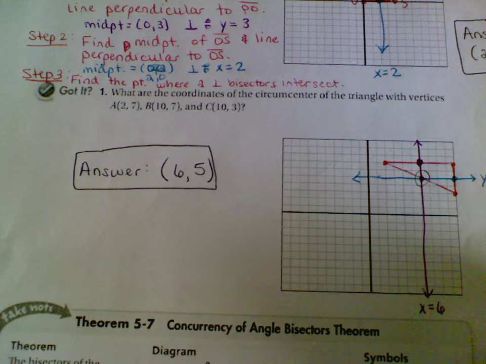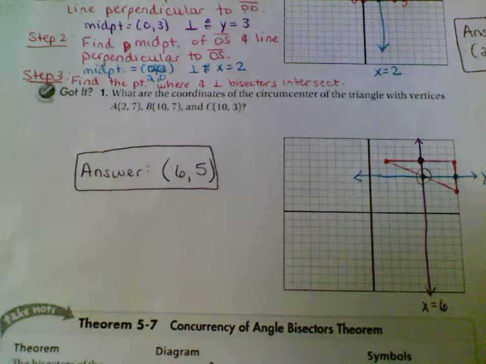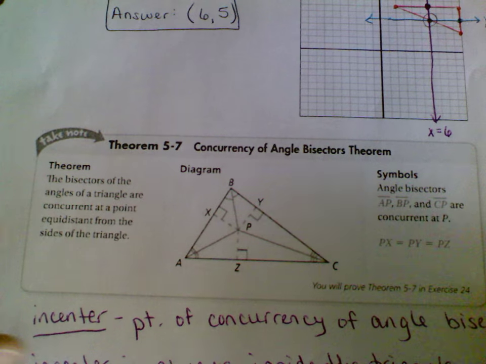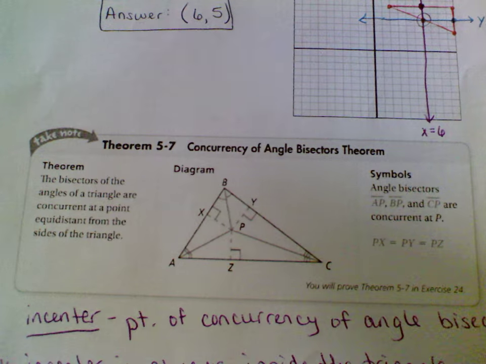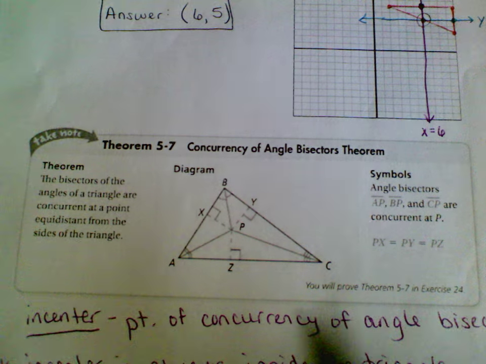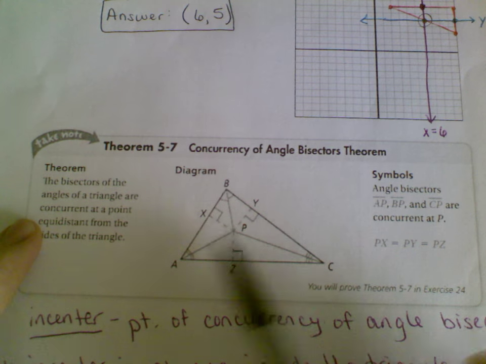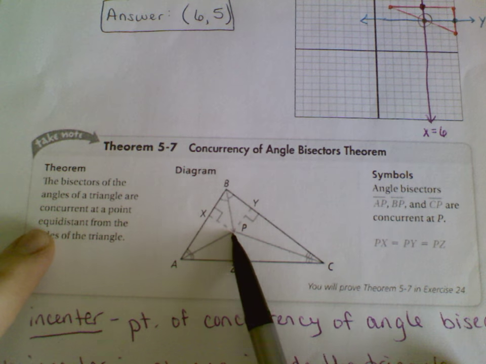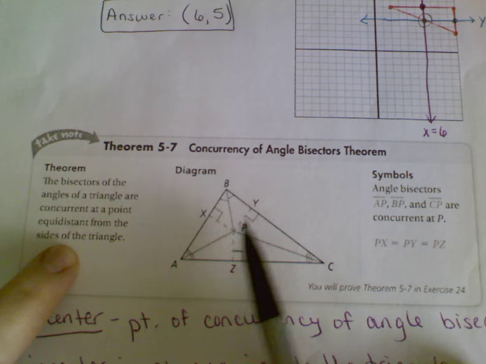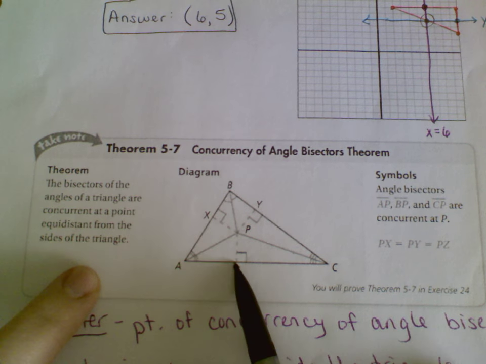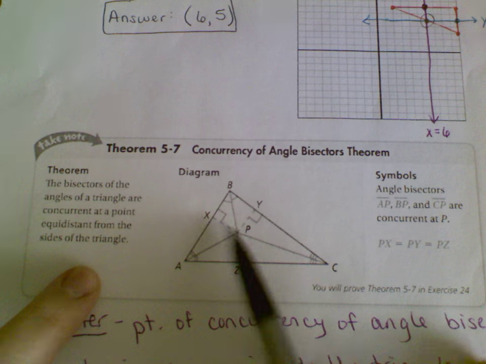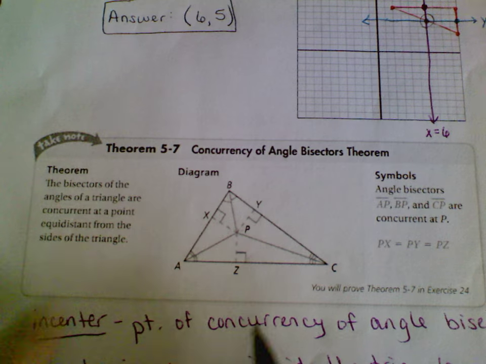Okay, so the first part is that perpendicular bisectors always intersect, and the point is called a circumcenter. Then the second part is what happens when I have angle bisectors, and what is it called when they intersect? This says that the bisectors of the angles of a triangle, so angle bisectors, are concurrent, which means they intersect at a point that is equidistant to the sides.